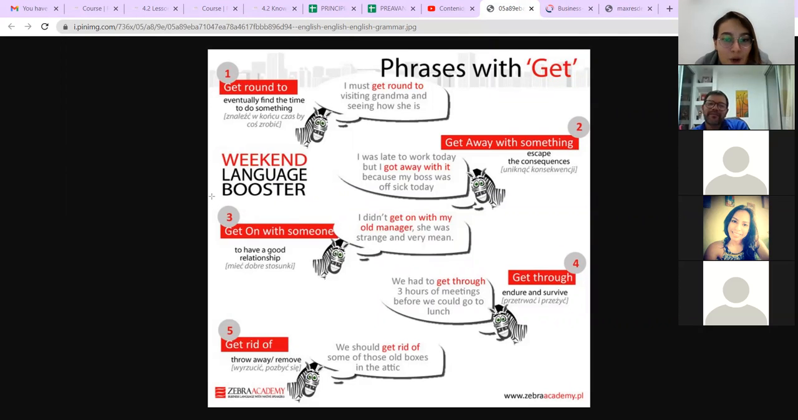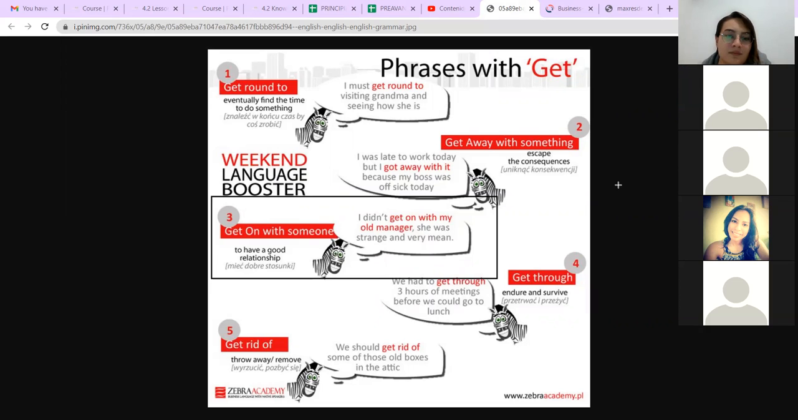All righty. What about number three? Who wants to read number three? May I, teacher? Yeah, sure. Okay. Get on with someone: to have a good relationship. I didn't get on with my old manager. She was strange and very mean. That's right. So having a good time with someone, being friends or having a good relationship with someone, right?